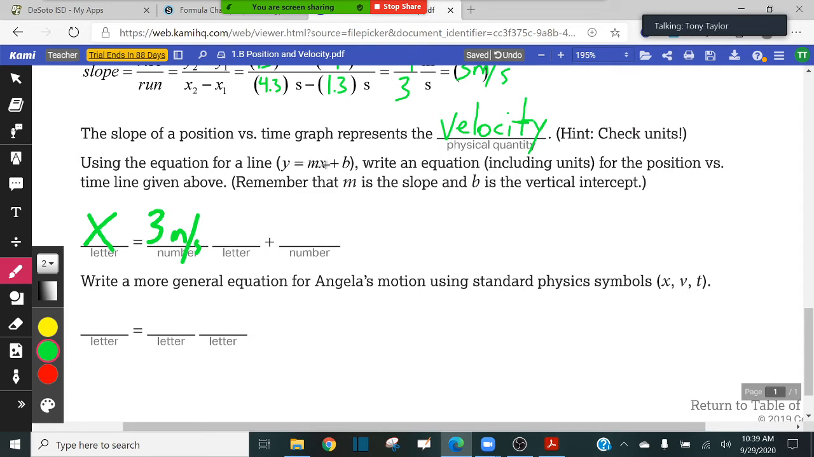Now, y equals mx plus b. Along the x-axis, what did we say we were plotting along the x-axis from that table, from that graph above? We were plotting what now?